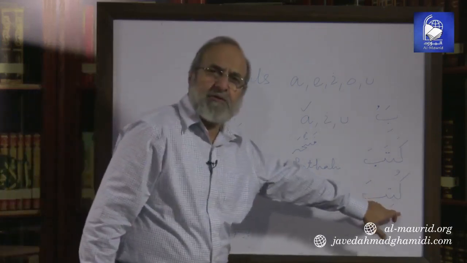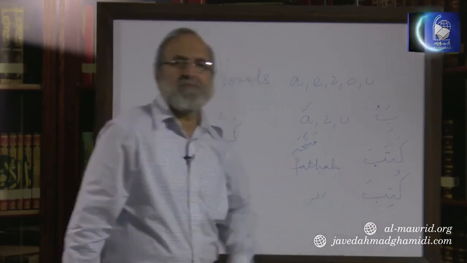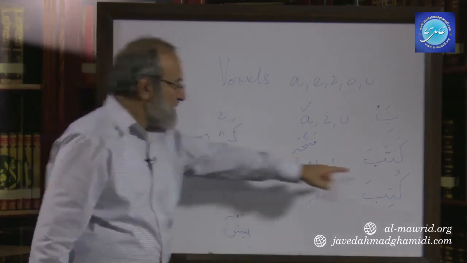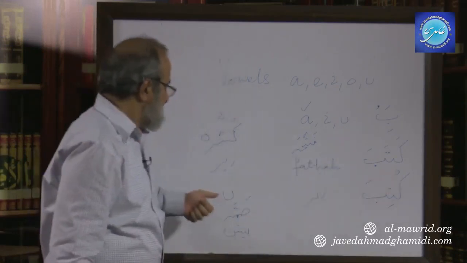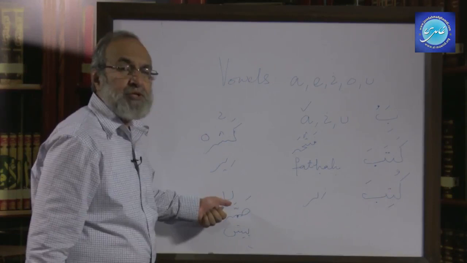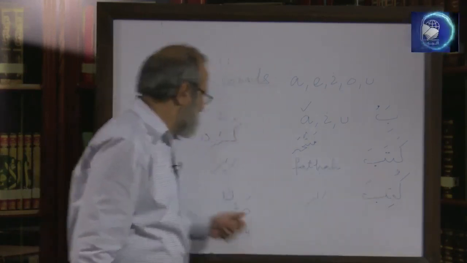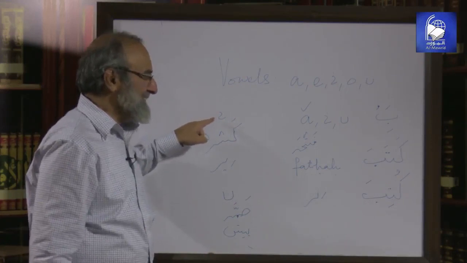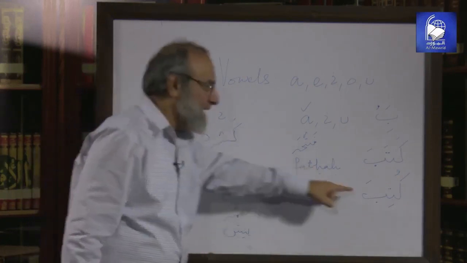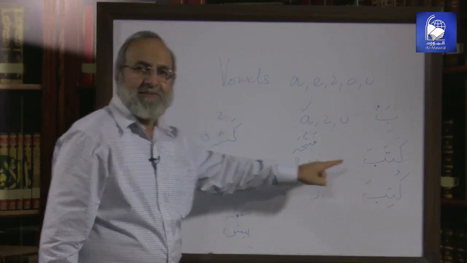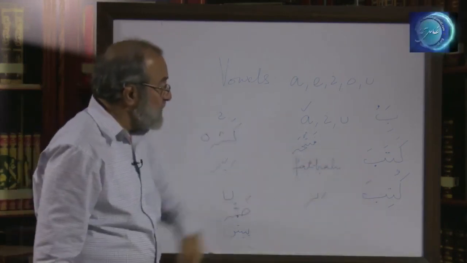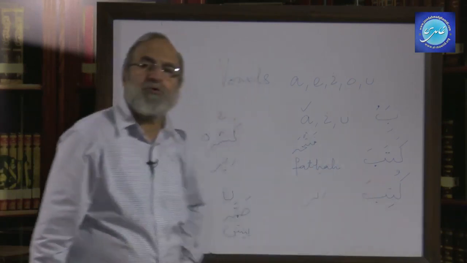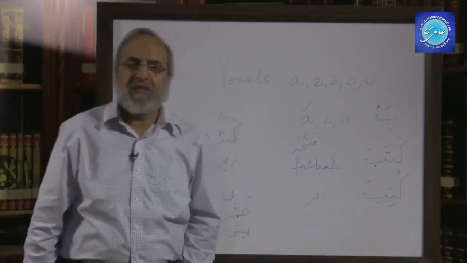Kasra on ta, fatha on ba. So we will pronounce it as: on ka it's dhamma, the equivalent of U, ko. Then ta has kasra, the equivalent of I, ti. And ba has fatha, which is the equivalent of a. So ko, ti, ba, kutiba.